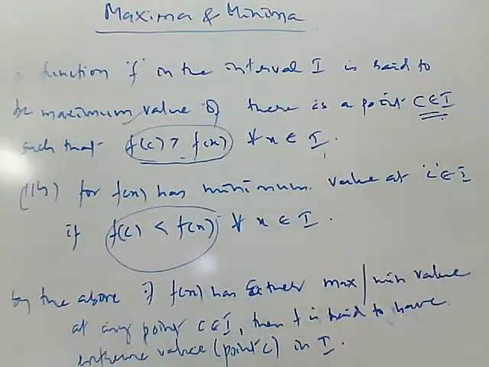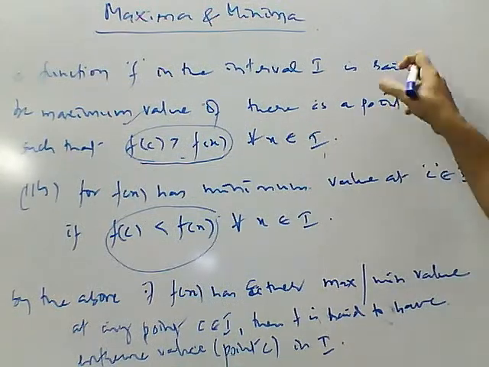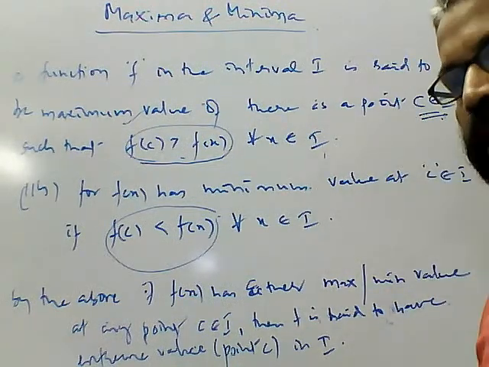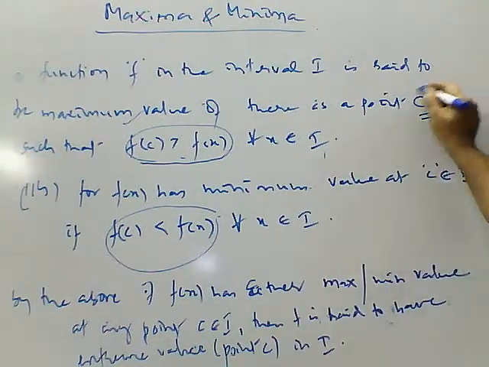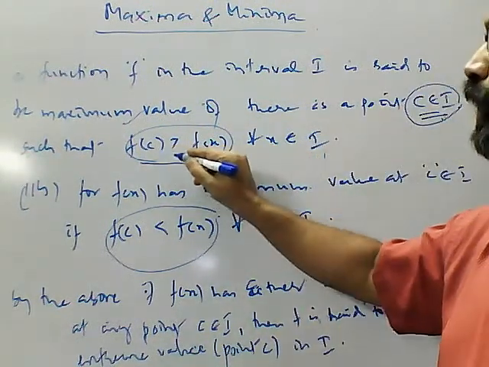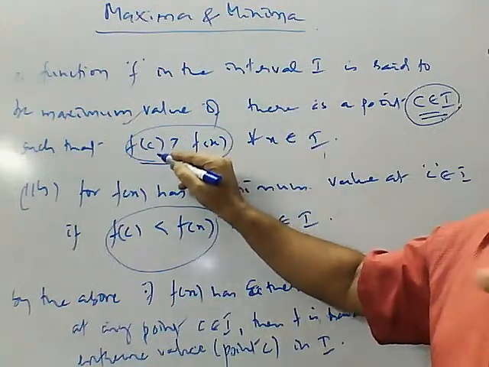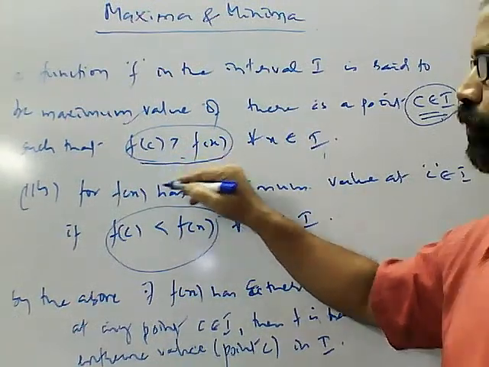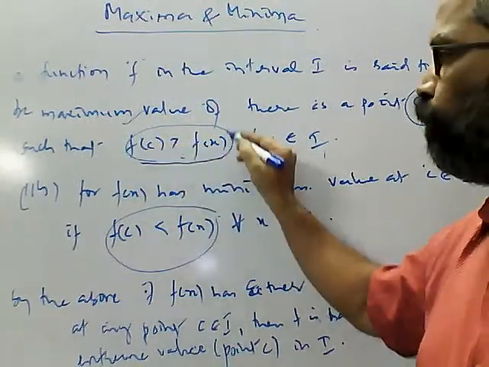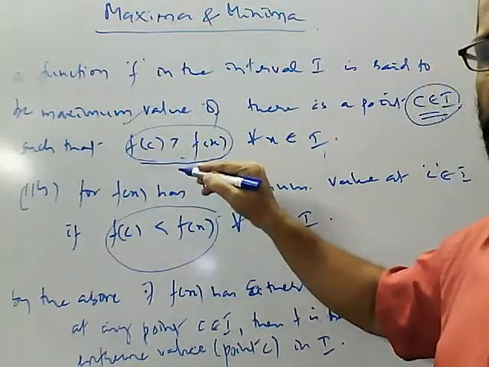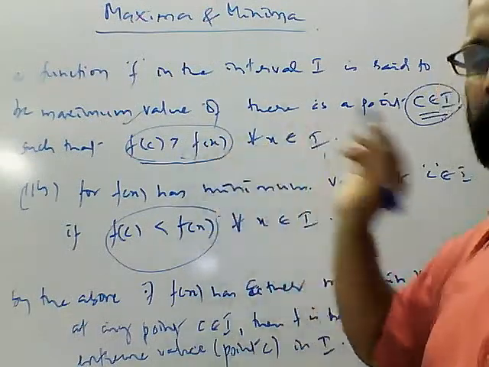Again I am saying, f is defined over interval I. I is a closed interval and f of x has domain capital R, real numbers. Then if there is a point C belongs to I such that f of C is greater than f of x, what is f of C? Value of y, because C is the x value, and the corresponding f of x. For a corresponding C, f of x has maximum value compared to other x's, other real numbers. I will show you the graph. Then it has maximum value.